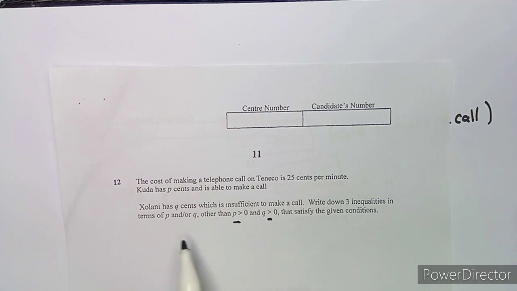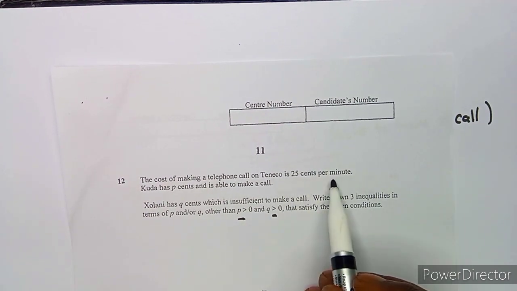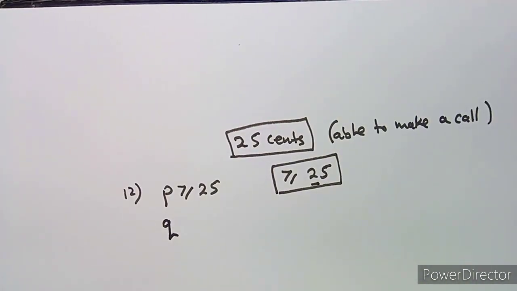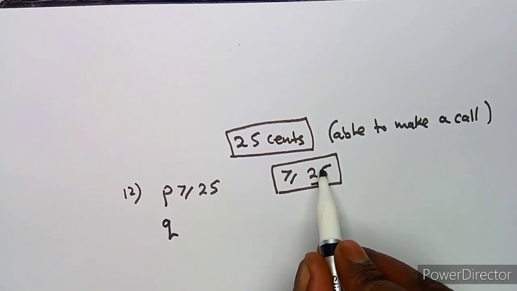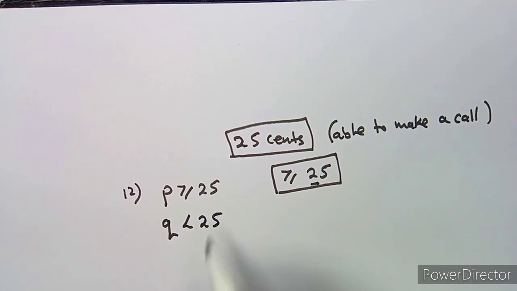Then let's move on to Glorani. Glorani has got Q cents, which is insufficient to make a call, which means his amount is less than what is required to make a call, which is 25 cents. So the amount that he had is not equal to this, or greater than this. Which means Q is less than 25. It's an inequality.